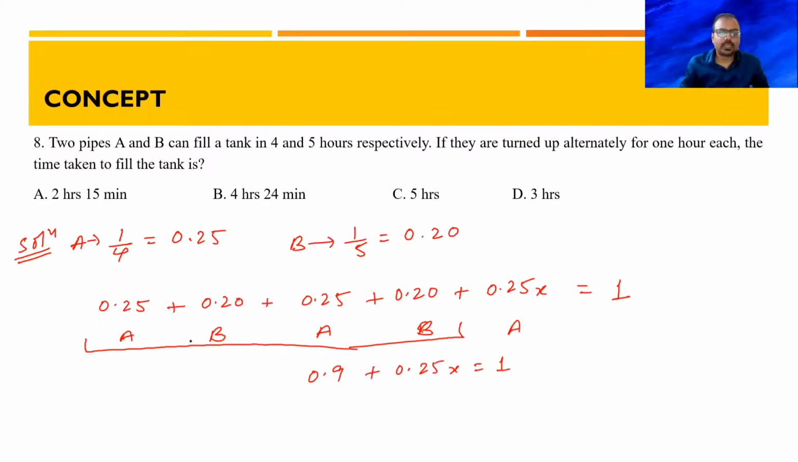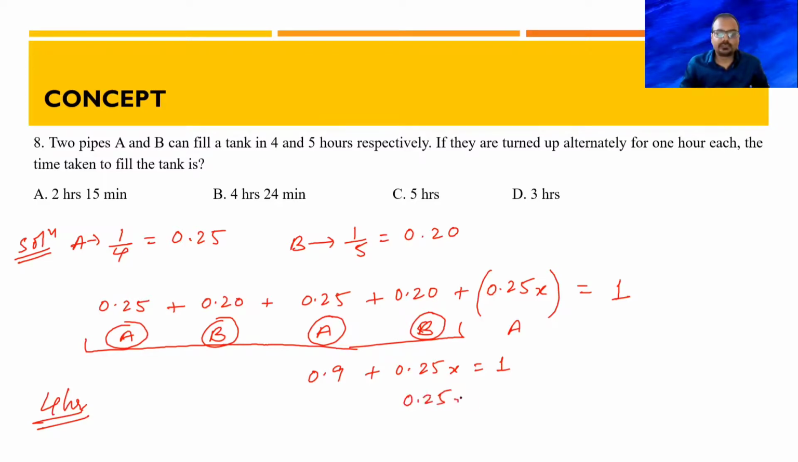Now for this 0.9, A has taken 1 hour, B has taken 1 hour, A has again taken an hour, B has again taken an hour. Means already 4 hours of work is done. In the first hour, A has done 0.25 of the work, B has done 0.20 of the work, again A has done 0.25 of the work, followed by B 0.20 of the work. So in the first 4 hours, 0.9 work is done. Then again, A will do this work and will complete the work.